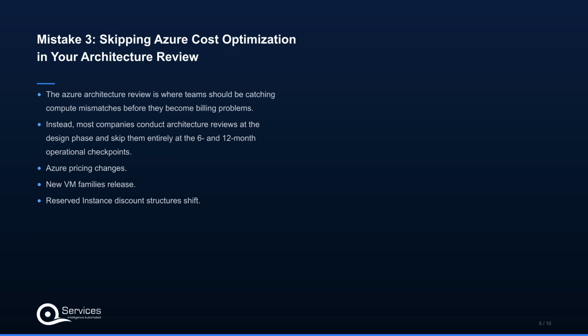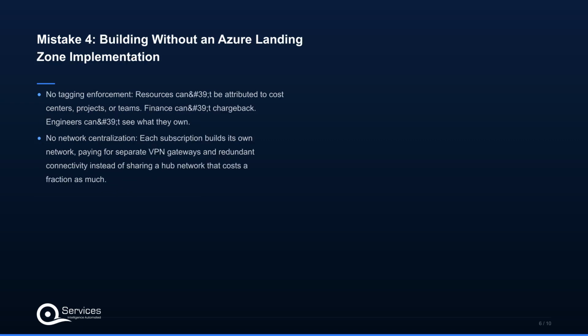Azure pricing changes. New VM families release. Reserved instance discount structures shift. An architecture that was cost-efficient at launch can drift significantly within a year without a structured review process. Nobody meant to let it drift. There just wasn't a calendar reminder to check. This is the single most common finding in any Azure cost optimization engagement: companies running workloads with predictable uptime on pay-as-you-go pricing.